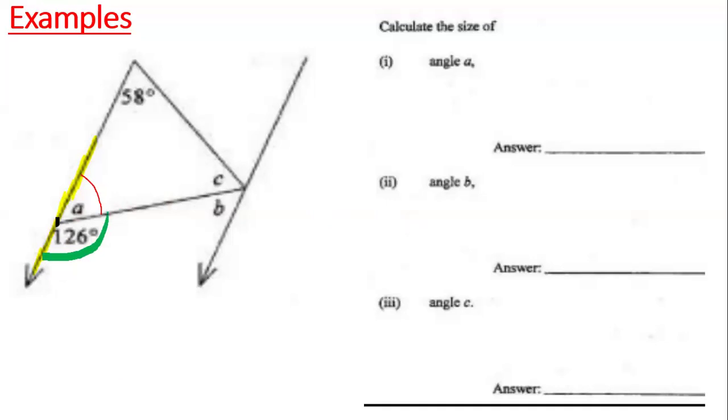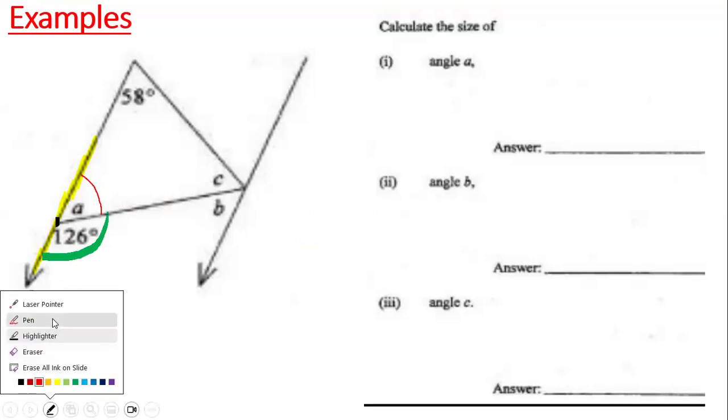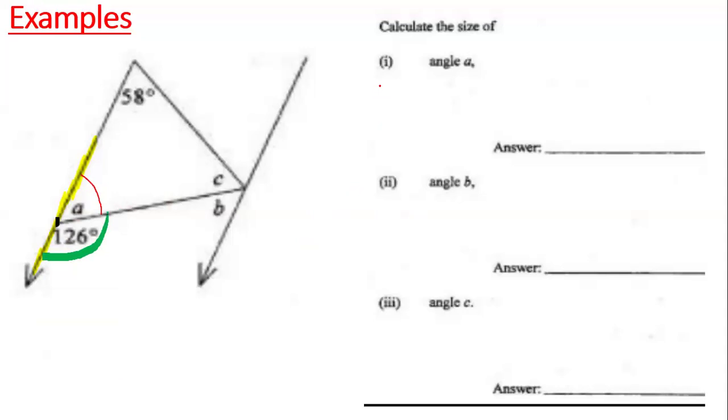All right. So that means that in order for us to get A, what must we do? We have to say A is equal to 180 minus what? 126. 126 degrees. Very good. 180 minus 126. And that equals what? 54 degrees. So 180 minus 126.